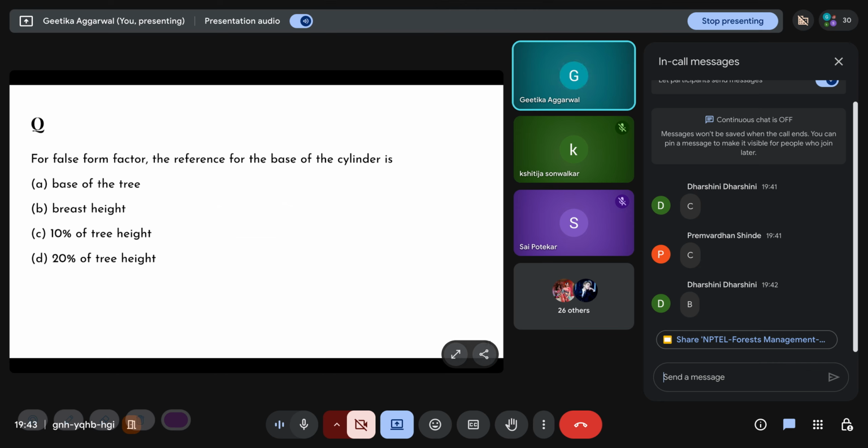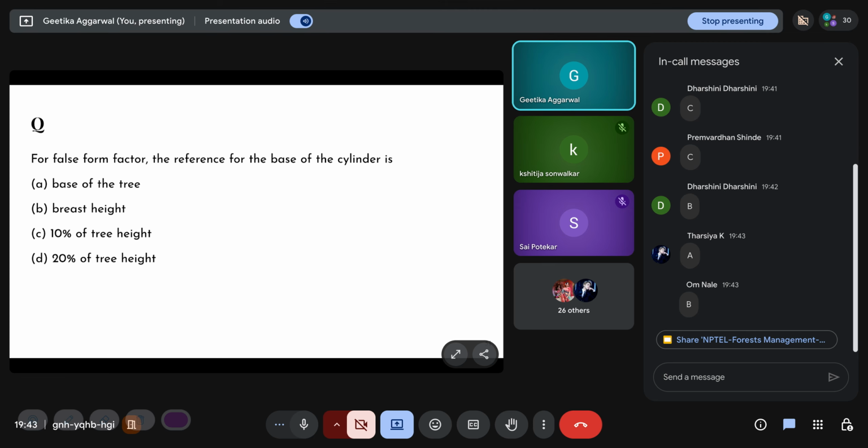Other people, would you also like to take a guess? For the false form factor, the artificial form factor, what is the reference of the base of the cylinder? There are two people saying breast height, and one of you saying base of the tree. Okay, since there are no more guesses, the correct answer is breast height.